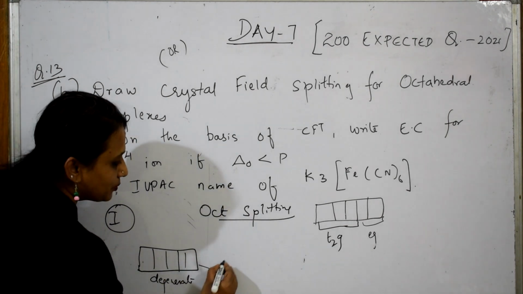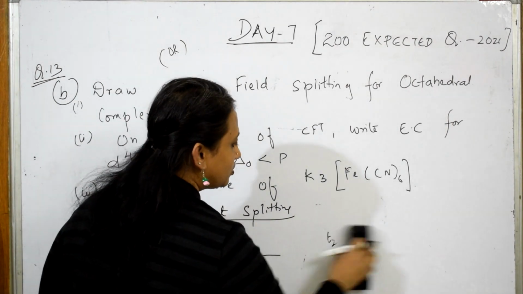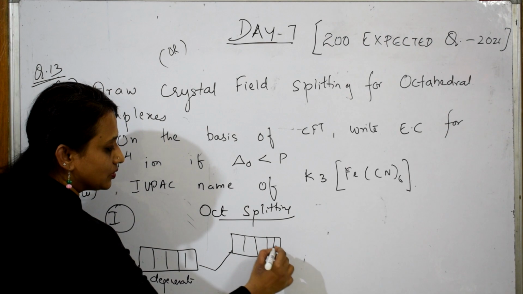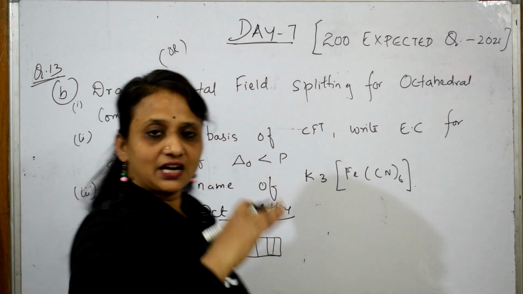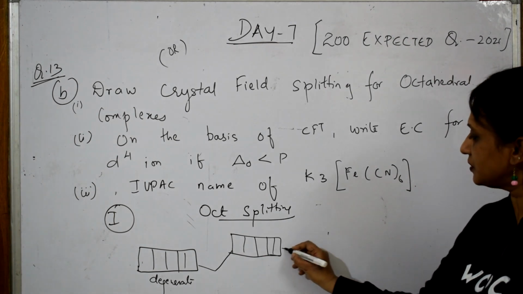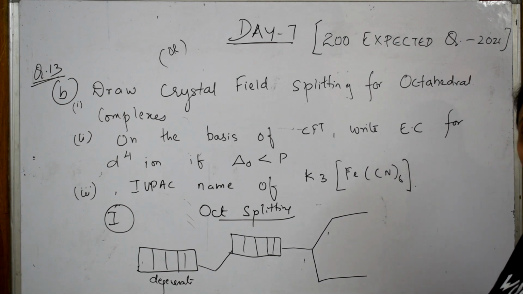Now when a ligand approaches, it goes to a higher state. It will go to the higher state, so all are again in the degenerate state only. 1, 2, 3, 4, 5. Higher state, a little bit, because there is no place, I drew it a little bit there only. Now further in octahedral, it splits into two.